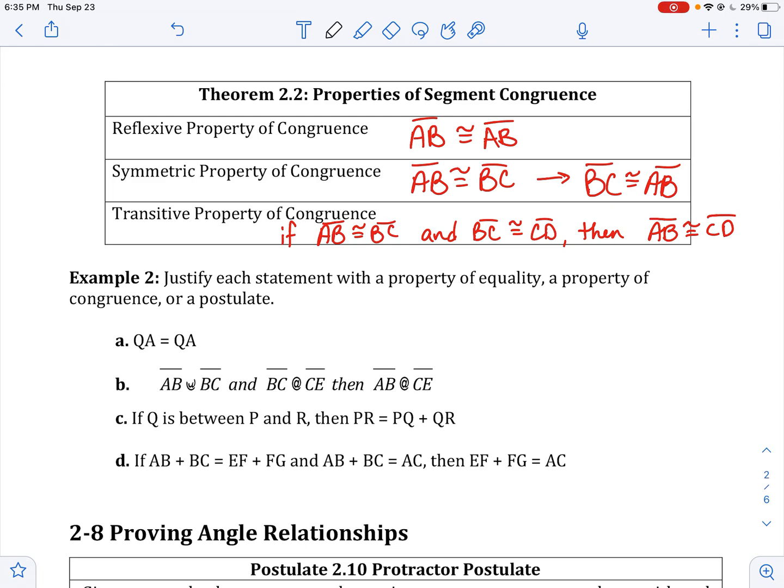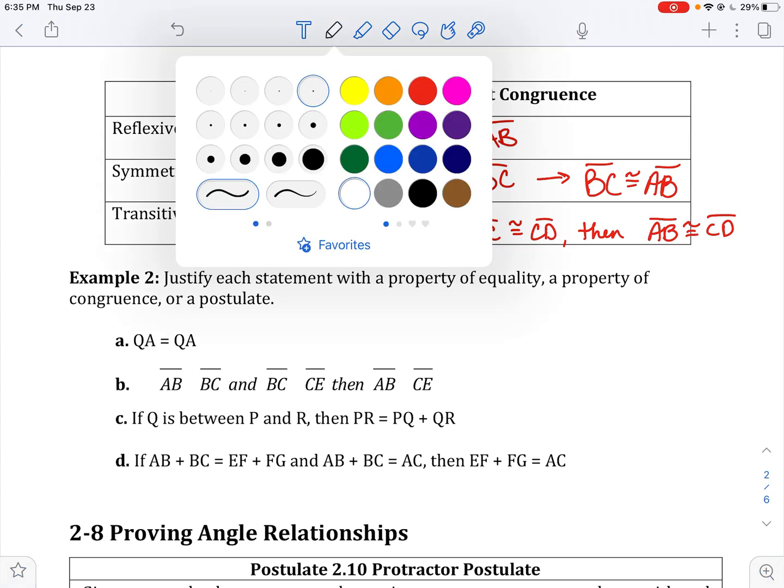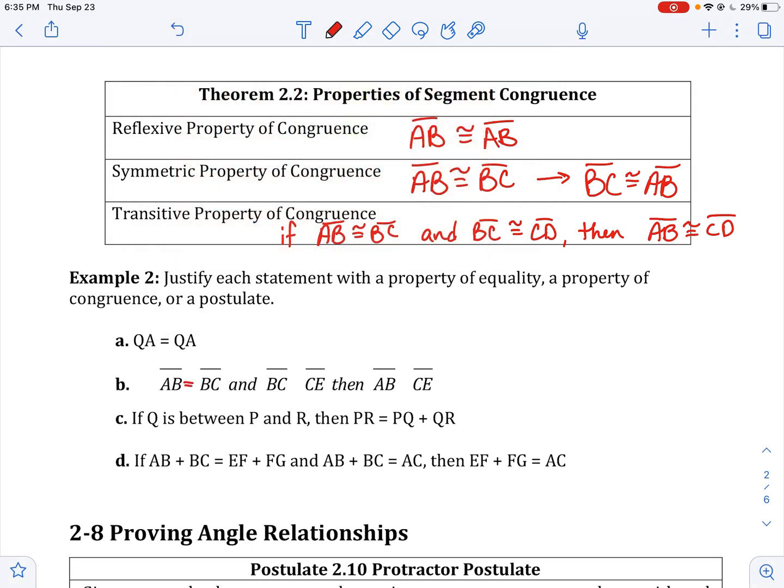And you can try these if you'd like to identify the properties that are being shown. One quick note, my formatting got a little bit messed up here. Those should be congruence signs, but my PDF did not save correctly. So there you go. And you should have reflexive, transitive. This right here is the segment addition postulate. And then finally, this is transitive again.